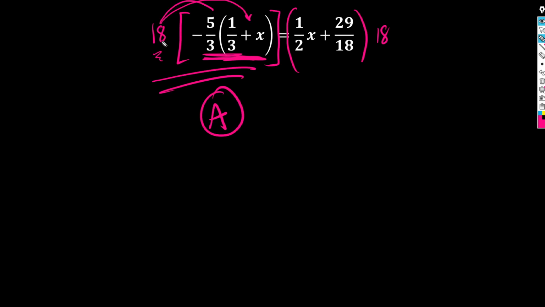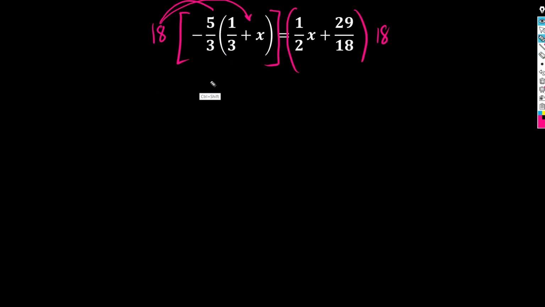Either the negative 5 thirds, or you distribute it to this 1/3 plus x. Pero isang beses lang dapat. Okay? So, let's do just that. Maybe we'll multiply it by the negative 5 thirds and see what happens. So, I multiply 18 by negative 5 thirds.